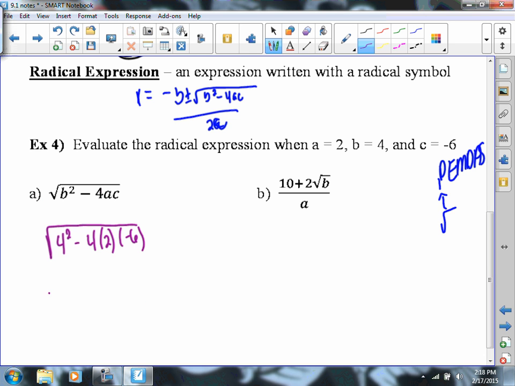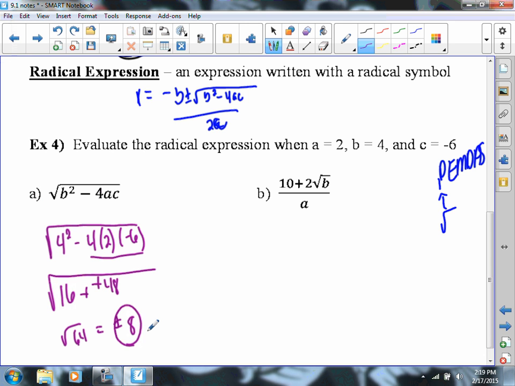So in there we would want to do our 4 squared next. We want to do our exponent. And then we want to multiply the 4 and the 2 and the negative 6. So 4 times 2 is 8, times a negative 6 is a negative 48. So it would be minus a negative 48. But I need to change both of my signs there. So 16 plus 48 is going to be 64. Oh, well now I can take the square root of that and I will get plus or minus 8. Okay, so it's just basic substitution and then using our order of operations to simplify.